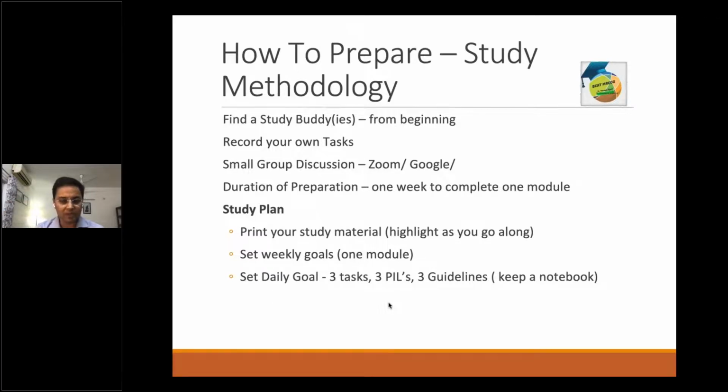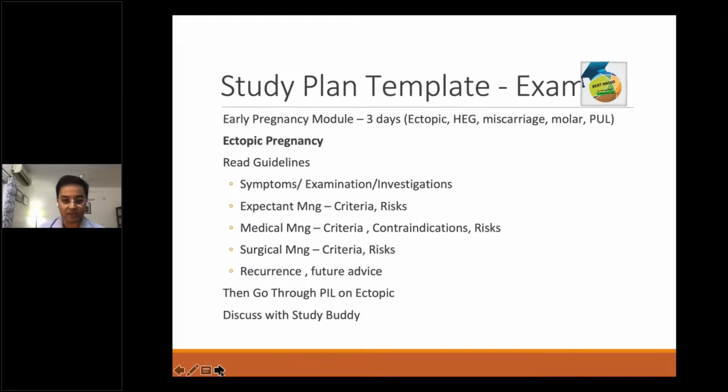Set a daily goal. Get up in the morning, write down, I have to do at least 2-3 tasks, recorded or with a practice buddy, with anybody, on your own. I have to go through 3 patient information leaflets, and I have to go through the summary of 3 guidelines. It's a doable thing. It will take not more than 3-4 hours on a given day, and this much time, I'm sure everybody would agree, is the minimum time that is needed if you want to crack it in the time that we have discussed.